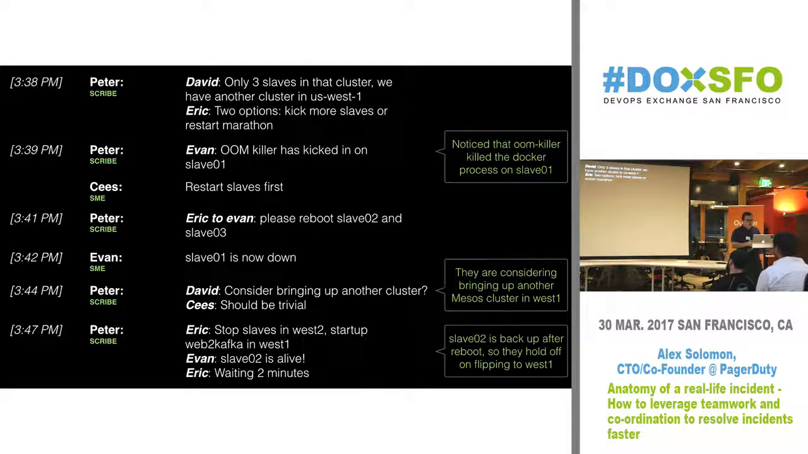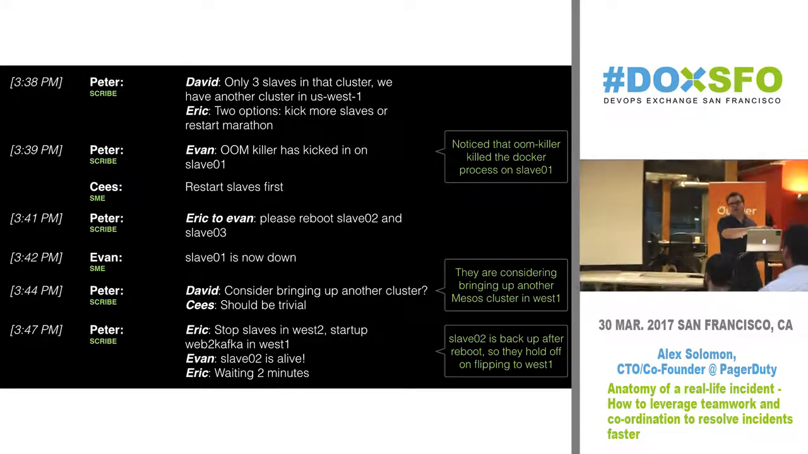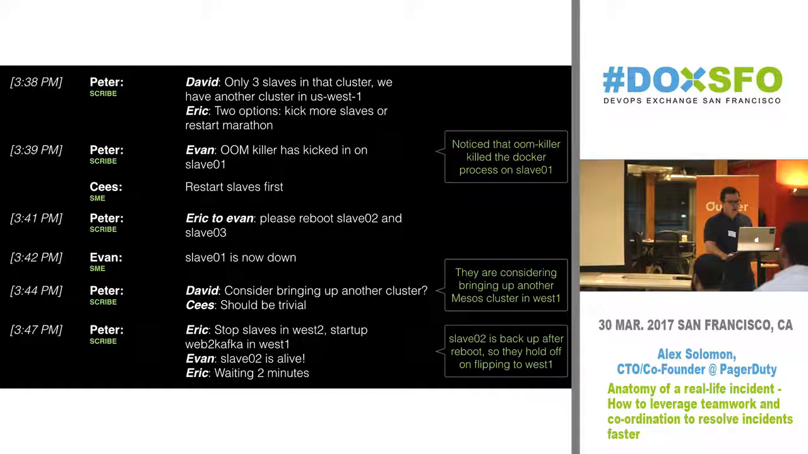So looking forward, in this case, we have only 3 slaves, and we actually have another cluster. So we were running this on US West 2. We actually have another cluster running on US West 1. So we were talking about restarting the slaves or restarting Marathon, which is the controller for Mesos. And then notice that there's this out-of-memory killer that kicked in on slave 01. So what that means is if the process runs out of memory, it's like a cgroup problem, then the OOM killer actually will restart it. So there you go. Case suggested to restart the slaves.